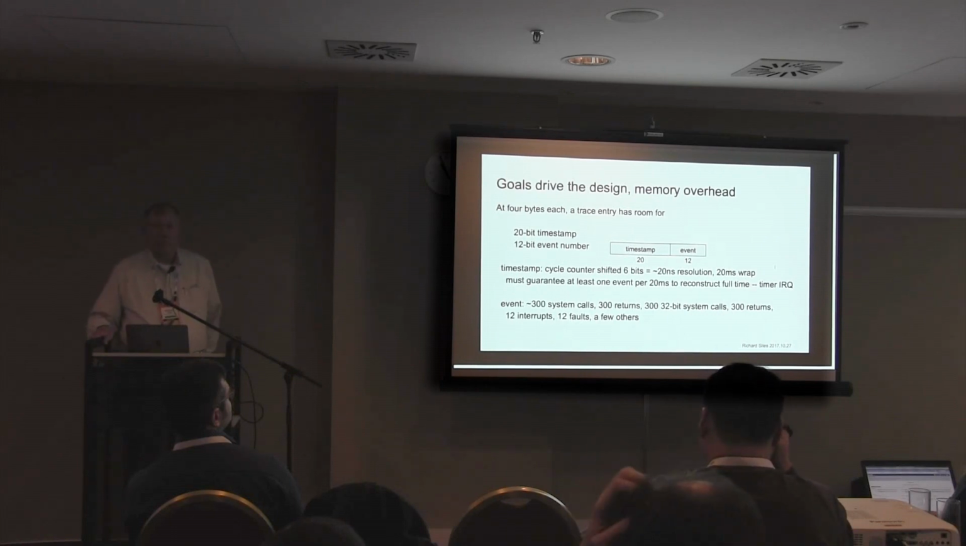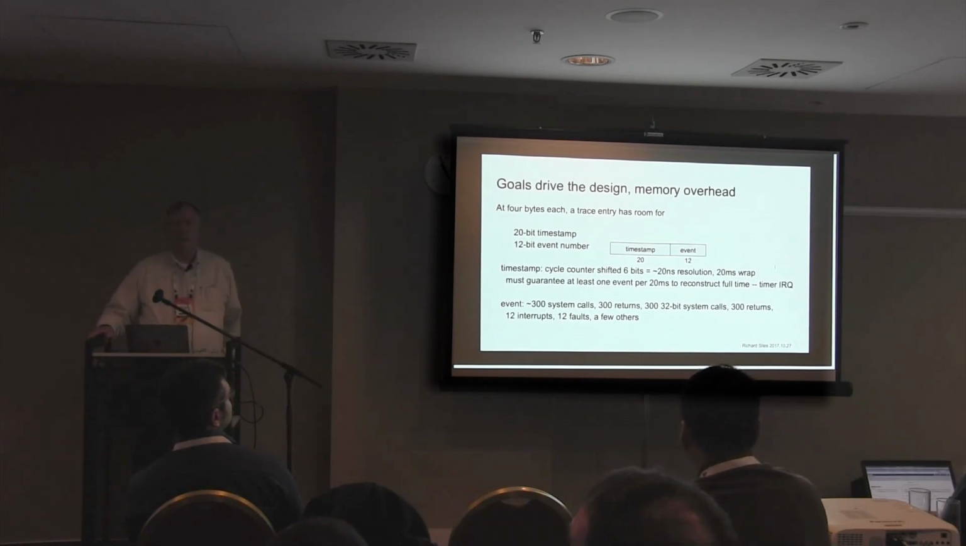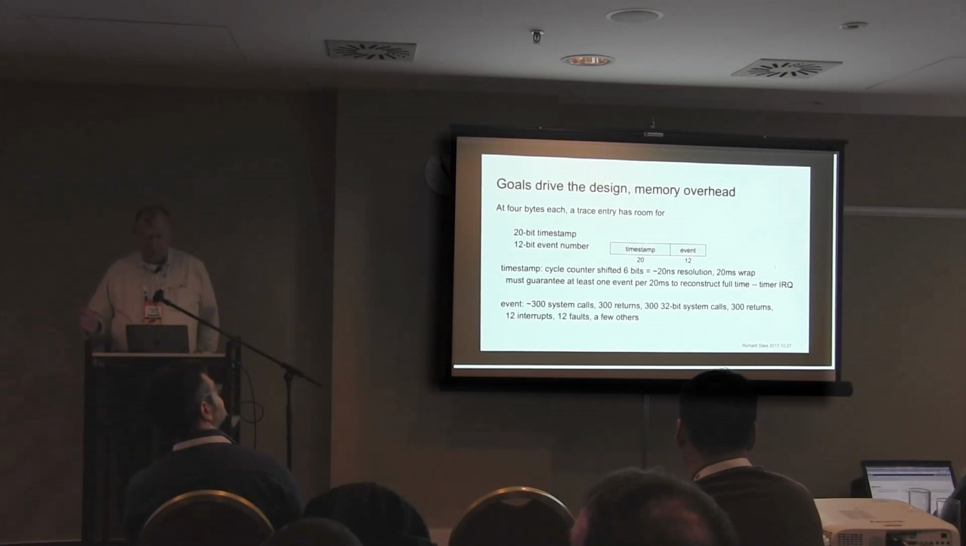4 bytes is enough room to have the timestamp and an event number. The event numbers are this particular system call, this return from that particular system call. In the case of Linux for x86, 32-bit system calls and returns have slightly different numbering schemes and slightly different arguments in some cases. And then there's a dozen different kinds of interrupts you can get and things like that.